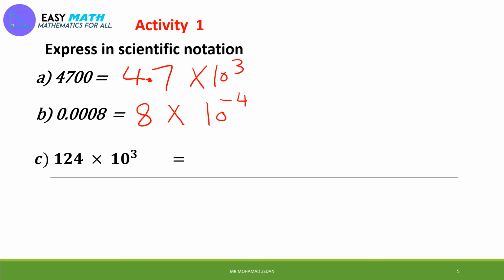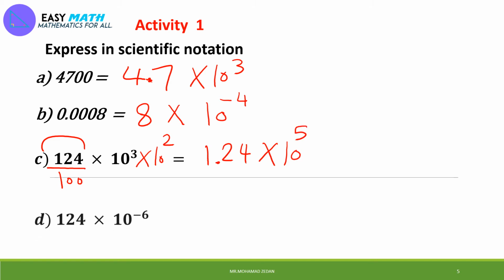This number, is it in scientific notation, yes or no? It's not in scientific notation. This number 124 is bigger than 10. To bring it back to be smaller than 10, just divide here by 100 and multiply here by 100, which is 10 squared. When you divide and multiply by the same number, you do nothing. The original amount is the same, but it will be in scientific notation. 1.24, okay, times 10 to the 5. Very easy. Okay, continue.